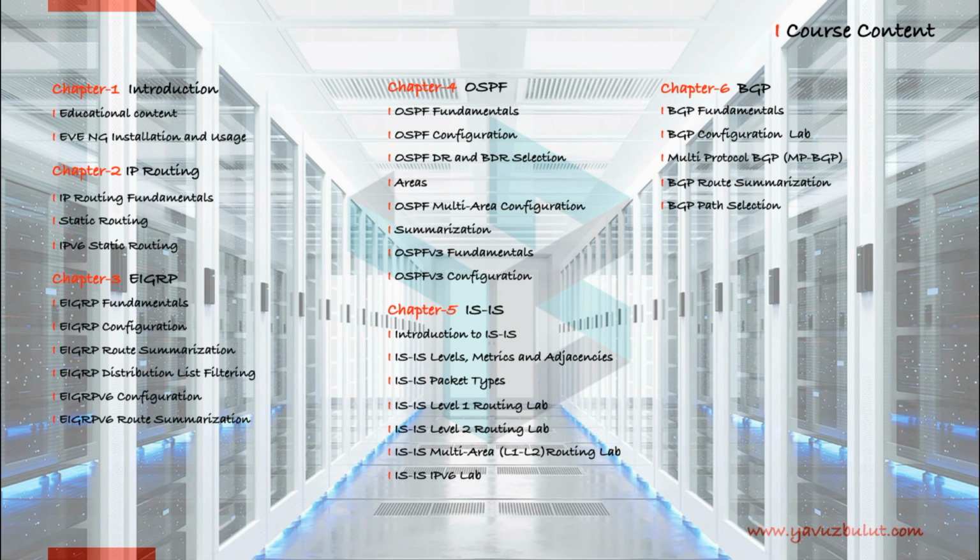In Chapter 5, we will cover IS-IS routing. In our first lesson, I will explain the basics of IS-IS. In our second lesson, I will talk about IS-IS routing levels and metrics. In our third lesson, I will talk about the packet types of IS-IS. In the next lessons, we will do a lab for IS-IS level 1 and level 2 routing. Then we will make a lab for multi-area routing and IS-IS. And finally, we will complete this section by making a lab for IS-IS IP version 6.